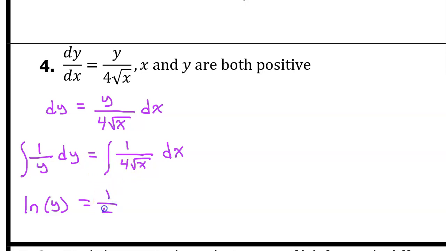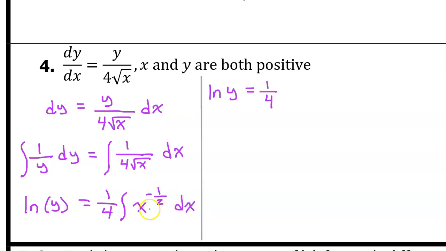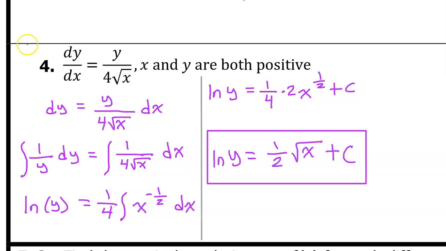On the right-hand side, I think I will pull the 4 outside of the integral as a 1/4 before I do anything else. Also, let's rewrite the square root of x as x to the negative 1/2 power. Power rule of integration. Adding 1 to this exponent gives us x to the 1/2 power. Dividing by 1/2 is the same as multiplying by 2. 1/4 times 2 is 1/2. So this is the general solution to the differential equation.